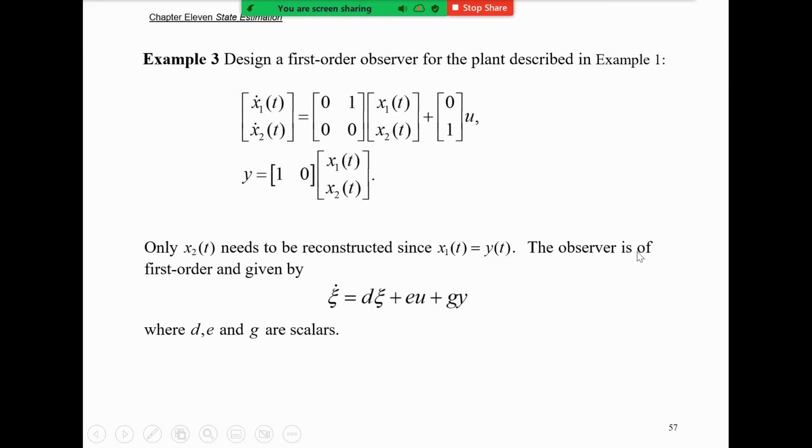Then we know this is the form of the observer. Because there is only one state variable for us to estimate, Kc will be a one-dimensional vector, so Kc is a scalar. If Kc is a scalar, of course D will be a scalar. How about E? Because there is only one input, u is a scalar, so E will be a scalar. Because the output y is a scalar, we know G is also a scalar. So that will make it simple.